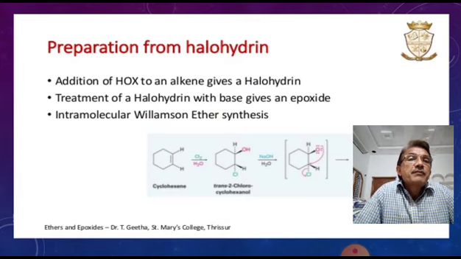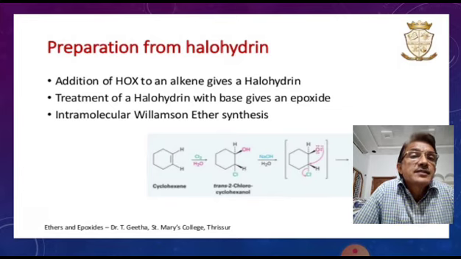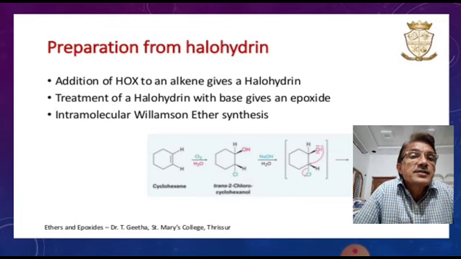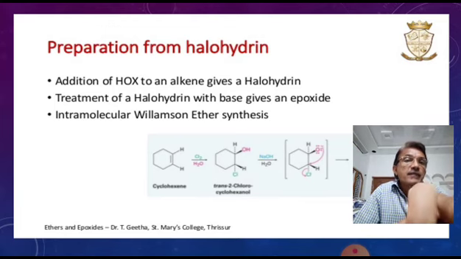Preparation from halohydrin. Addition of HOX to an alkene gives a halohydrin. Treatment of a halohydrin with base gives an epoxide. This is intramolecular Williamson ether synthesis. This reaction is an example of intramolecular Williamson ether synthesis. An example is also given.